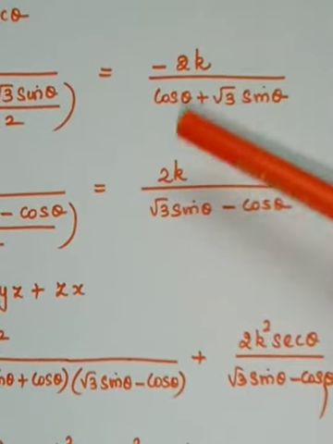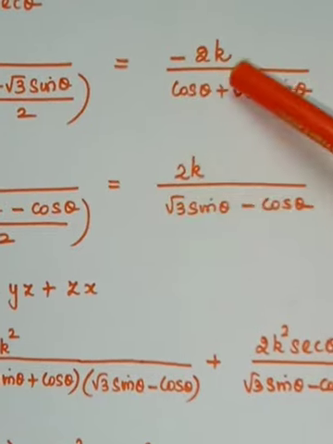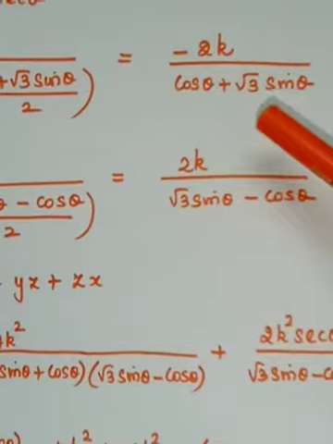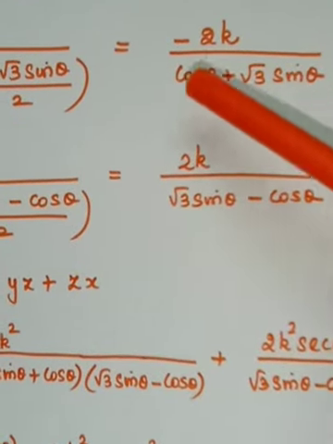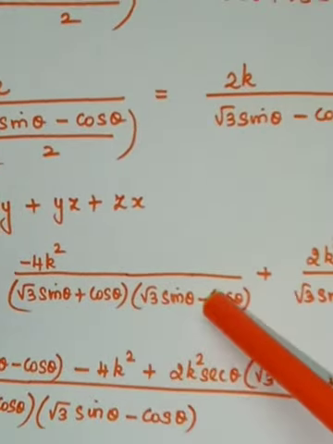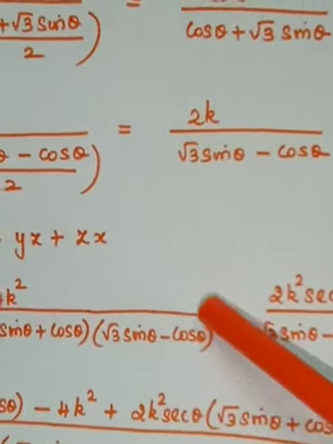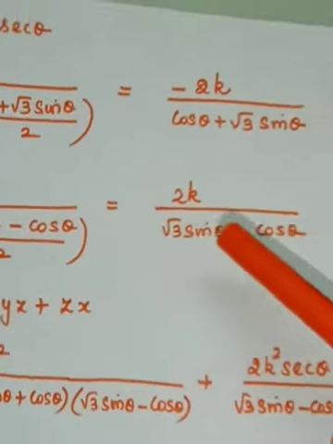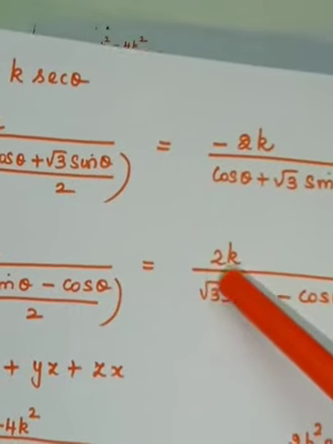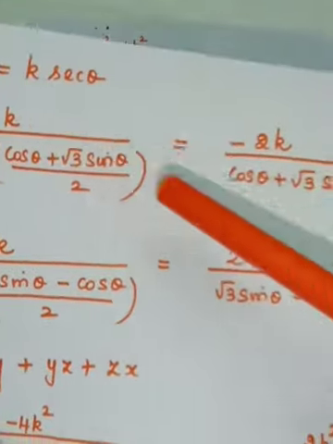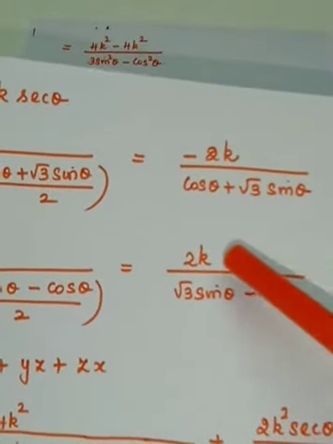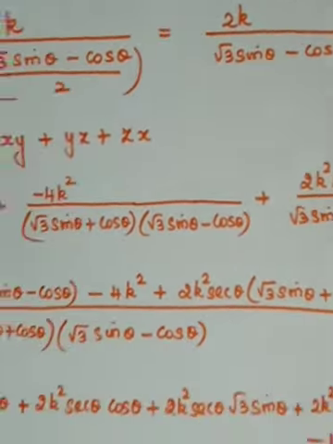Multiply means you have to multiply the numerators. So minus 2k into 2k is minus 4k squared. Look at the denominator: it is root 3 sin theta plus cos theta, and root 3 sin theta minus cos theta. So I have multiplied these two terms. Plus, what is the next step? z into x. This is your z and this is your x. If you multiply the numerators, 2k into k is 2k squared secant theta. And the denominator is root 3 sin theta minus cos theta.